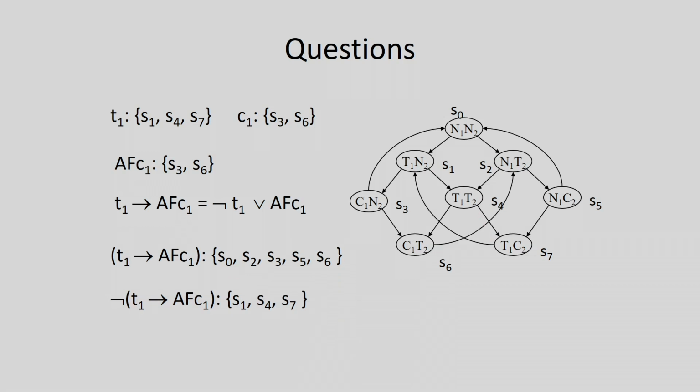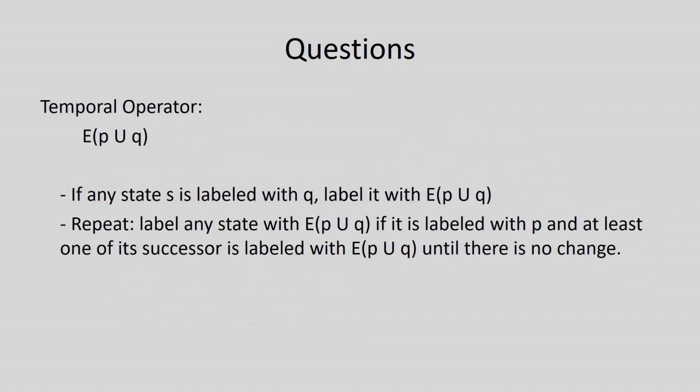Next, we have to see what the negation is. So, negation finally: this is not there. So, I am getting S1, S4 and S7. Now, E, P until Q, this is the final operator that we are going to use. So, it says how we are doing it.